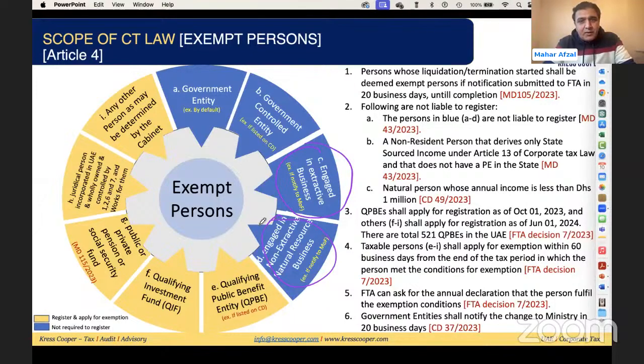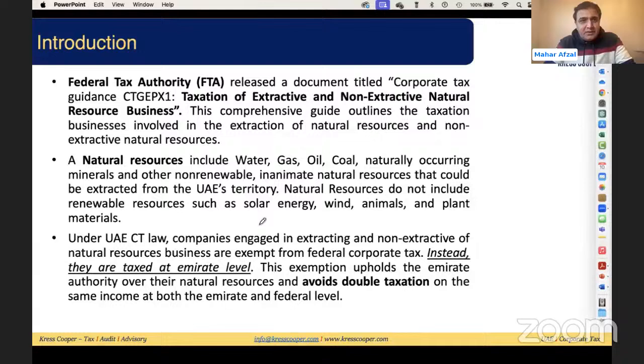Now, a full-fledged guide has been issued by the Federal Tax Authority on this, which we will be discussing in detail. The Federal Tax Authority released a document titled Corporate Tax Guide, Taxation of Extractive and Non-Extractive Natural Resource Businesses. This is a very comprehensive guide that will be helpful to know what the taxation of such businesses will be.